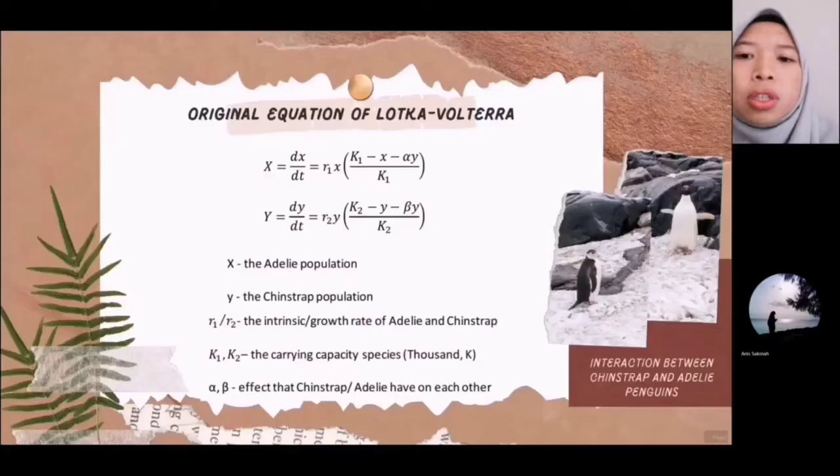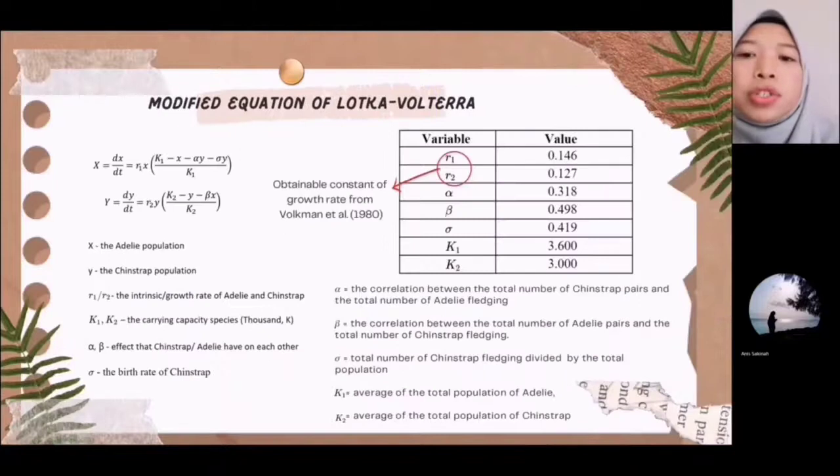This is the general equation of Lotka-Volterra model with the explanation for each of the variables. Since the general equation before this does not fit our situation in modeling the population for both Chinstrap and Adelie on Signy Island, we modified the general equation and get this equation. Basically, the variable is the same, but there is additional sigma variable. The rest of the coefficient is calculated using our data.